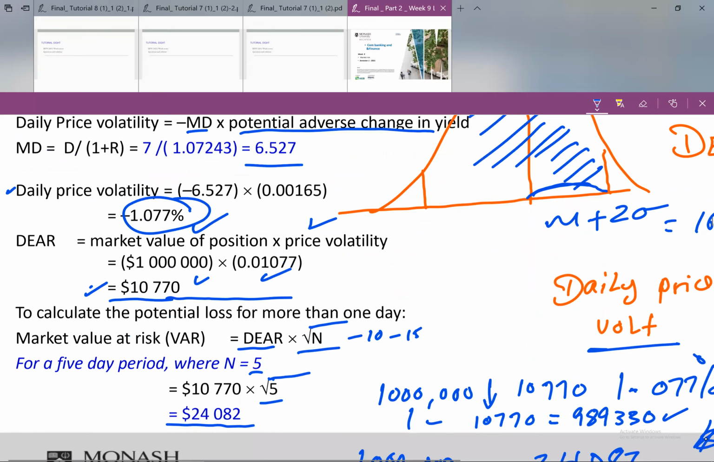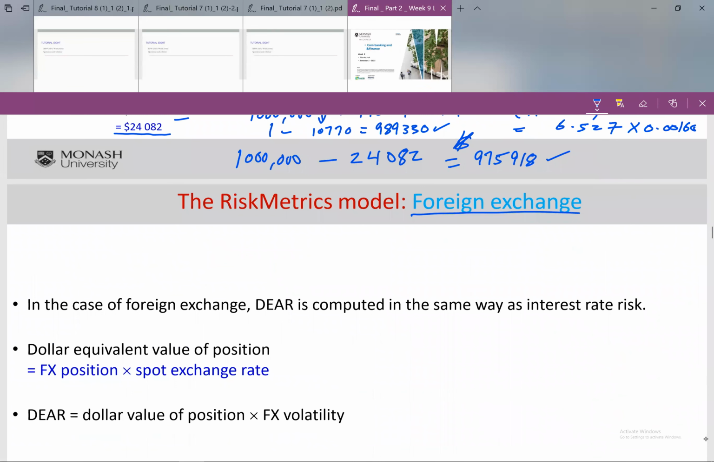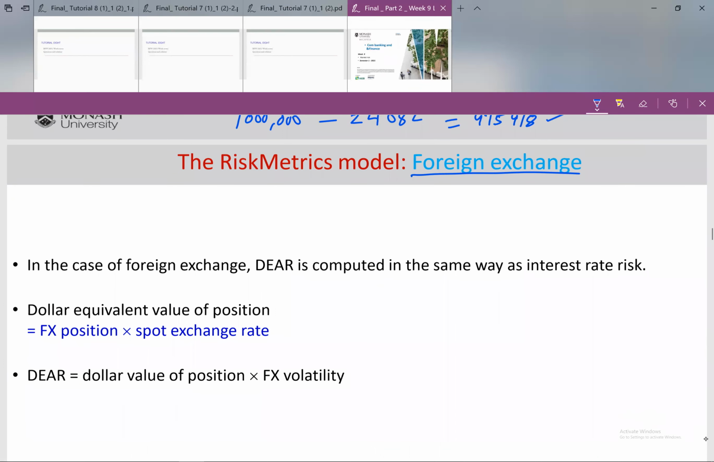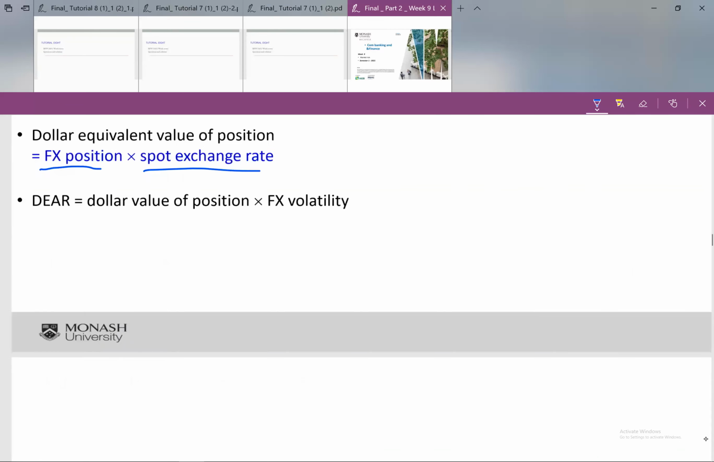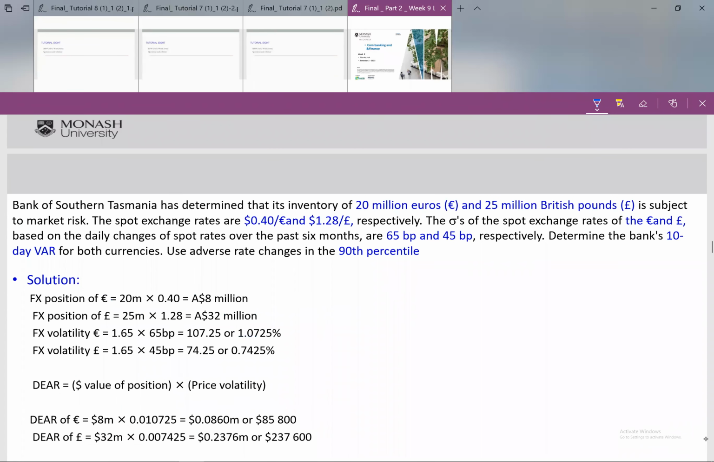Okay. Now let's go to foreign exchange. In the case of foreign exchange, the DIR is computed in the same way as an interest rate risk. We just take the fixed position times the change at the standard deviation. So look at this example. This bank, which looks like an Australian bank, has this investment. They have 20 million, and their currency is the Australian dollar, the Aussie.